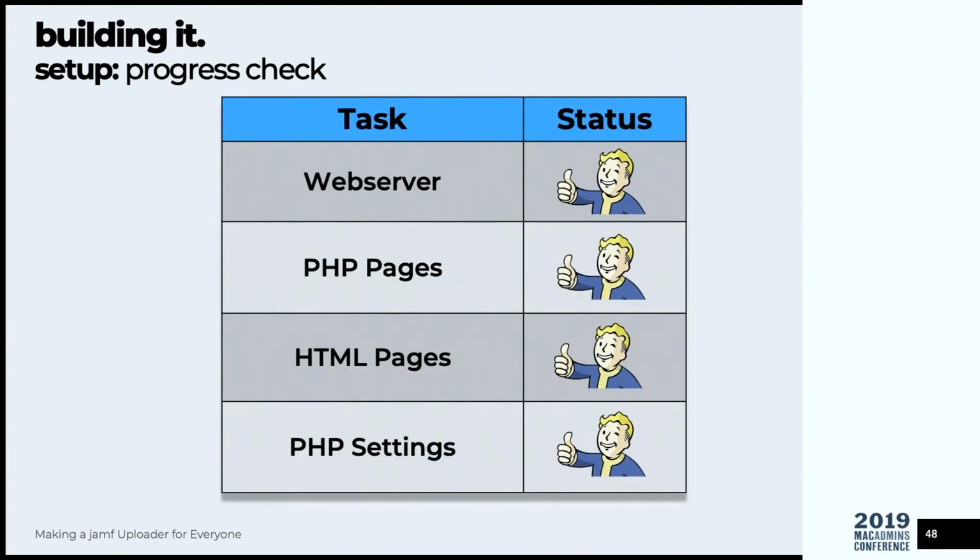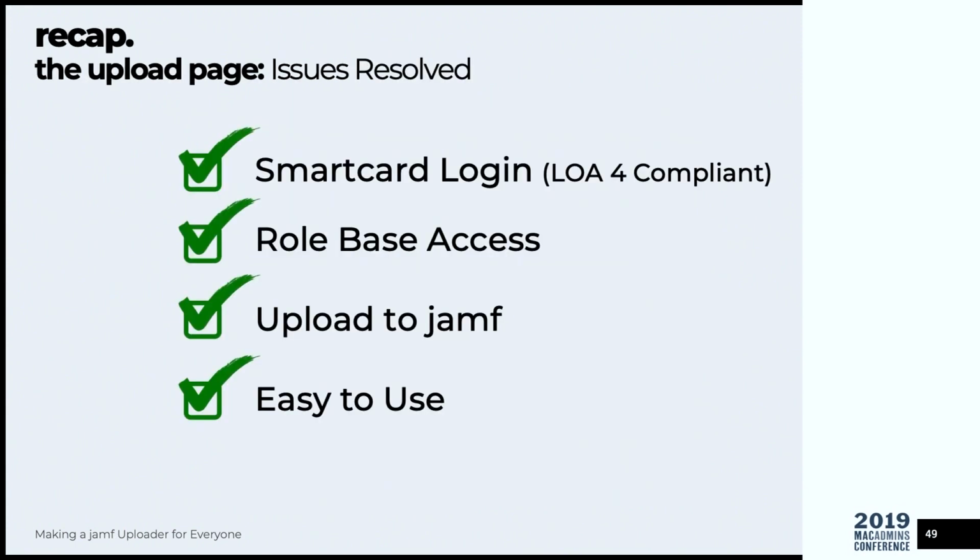So we have 4 thumbs up. We have it entirely configured. We have the ability now to customize anything that we want, and we can recap all the issues that we've resolved. We have the ability to use Smart Card Login, become LOA4 compliant. You can use SiteMinder like we do. You can integrate it with SAML. It's extremely easy with Apache. So you have that part done.